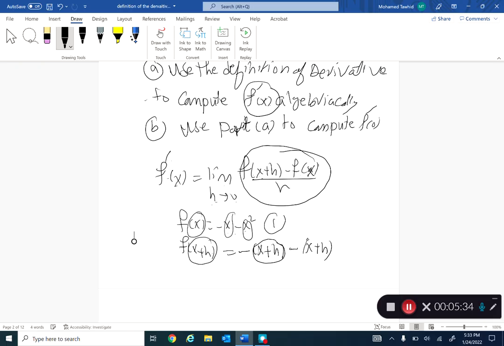The whole thing here is squared. So I replace what I did here in equation 1. Replace in 1. That is what I have. Replace x in 1 by x plus h. So whenever you have x, just take it out and put x plus h here.